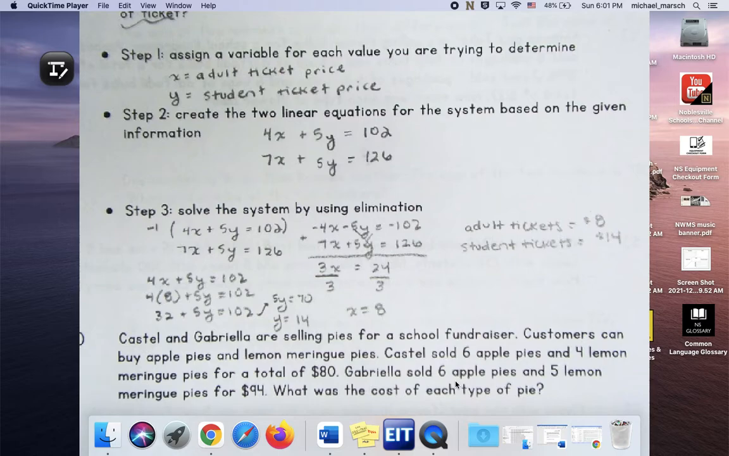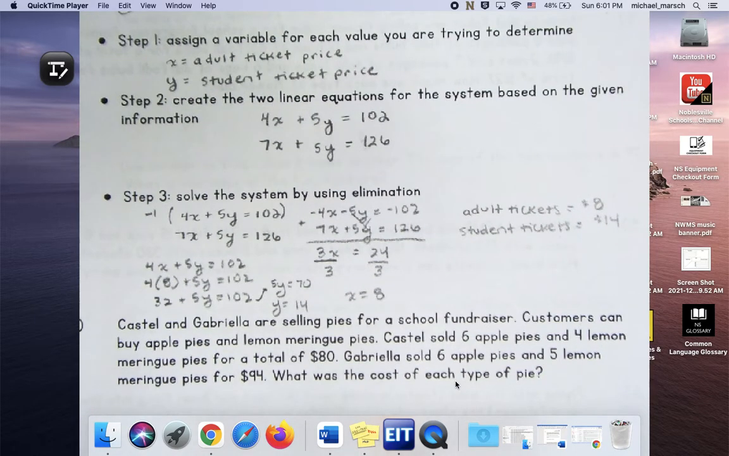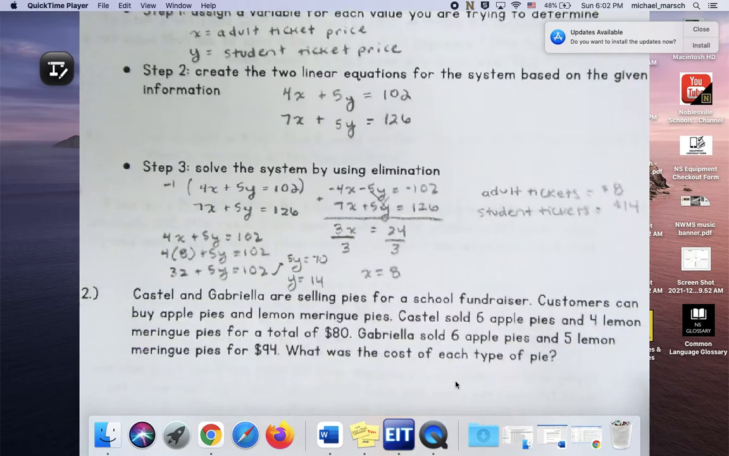Okay. So now question 2 is almost identical, or wait, hold on. Yeah, question 2 is similar. It's just instead of tickets, we're talking about pies. You should be able to do question 2 by yourself.